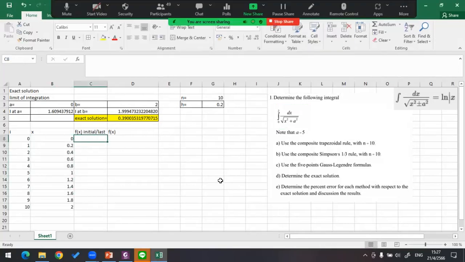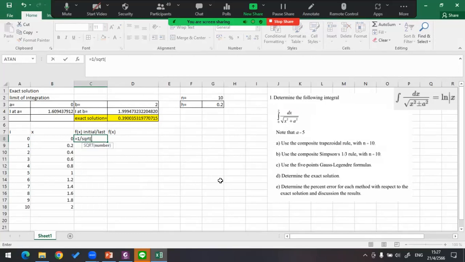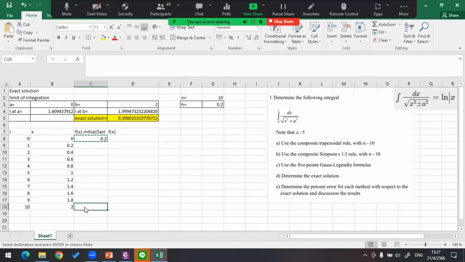So then it's equal to what? It's equal to 1 divided by square root of x squared, okay, plus a squared. A squared now, we know that a is equal to 5, a squared becomes 25. Should be like this. Okay, this is for the first one, and this is for the last one.